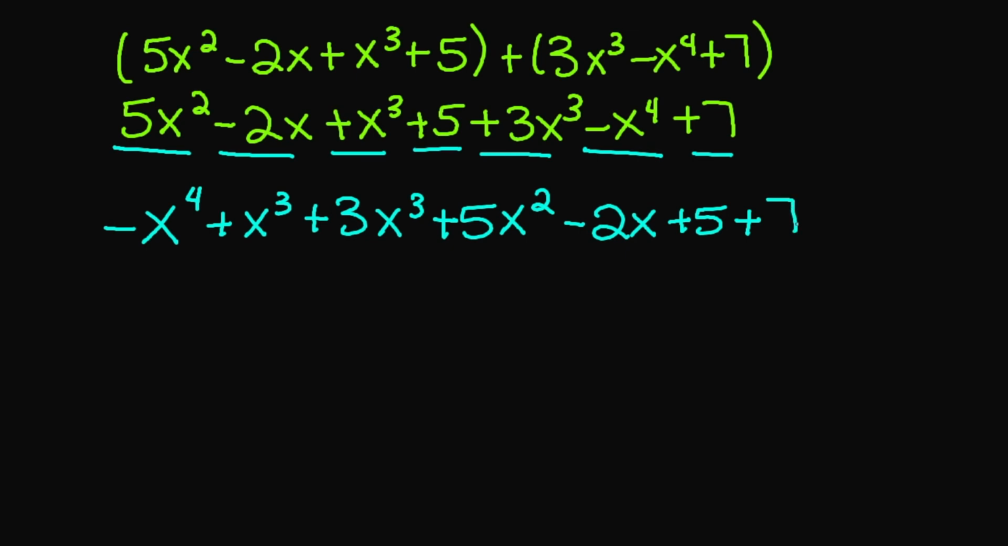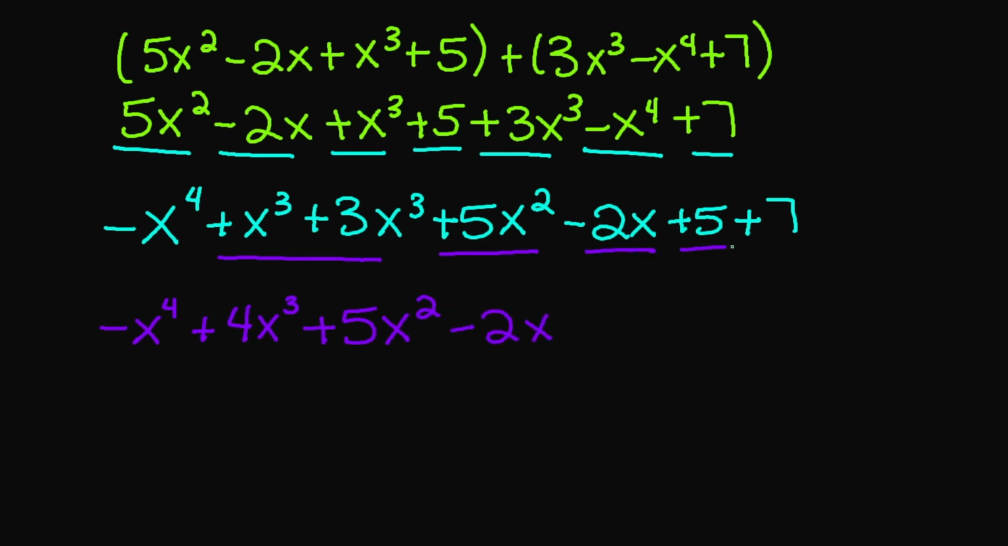Now I'm going to combine my like terms. We do not have any other x to the fourth, so I'm going to leave that alone. And then we have x cubed plus 3x cubed. This is going to give us a positive 4x cubed. Then we have plus 5x squared. We do not have any other ones, so this is the only one. So I'm going to write 5x squared. Then we have minus 2x and 5 plus 7. That's going to give us a positive 12. And since I cannot simplify any further, this is my final answer.